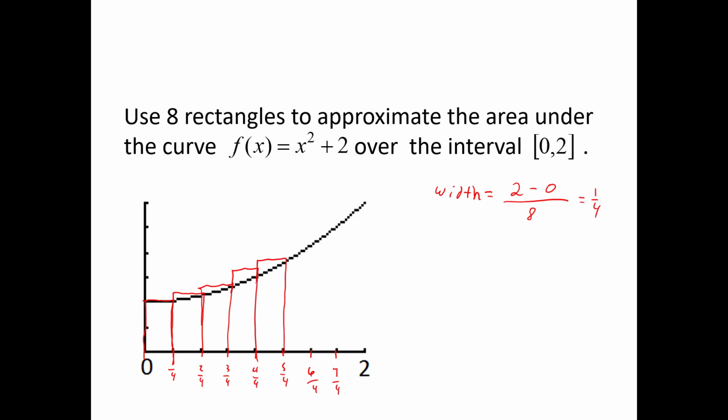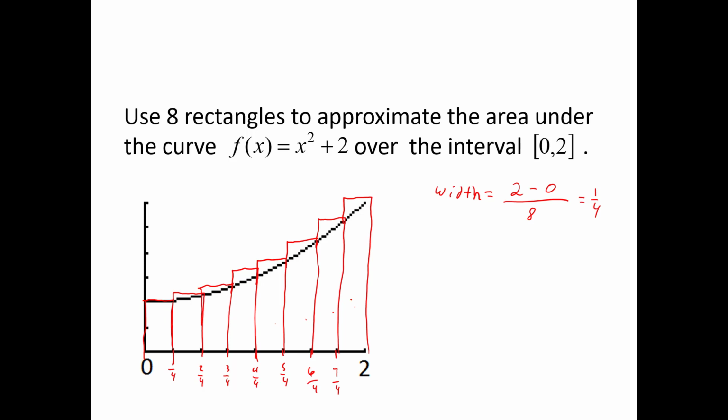5/4, across, and then down. 6/4, across, and then down. 7/4, across, and then down. And then 8/4, across, and then down. Okay. So now we have 8 terms because we have 8 rectangles. 1, 2, 3, 4, 5, 6, 7, 8.